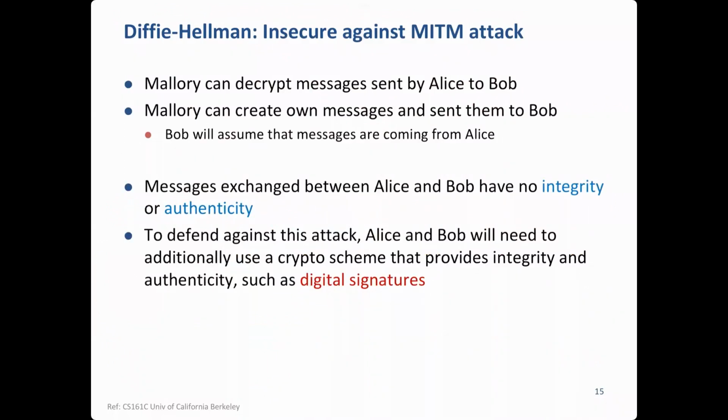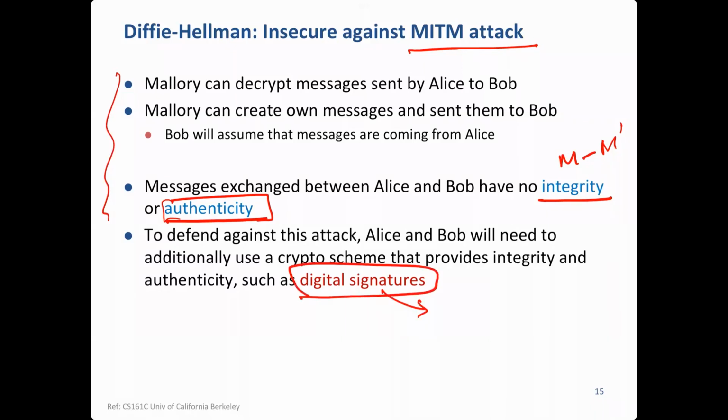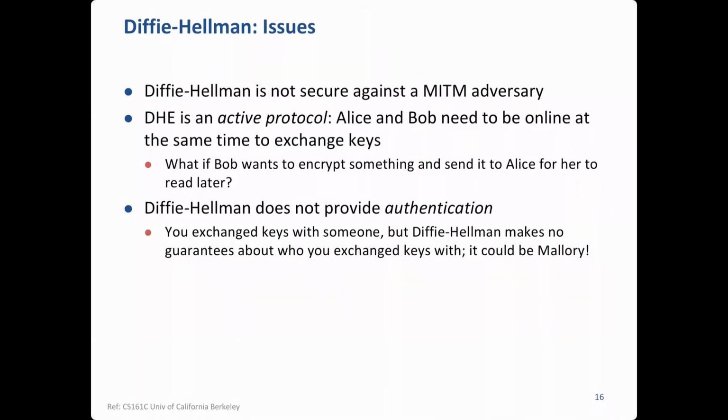As a result of this attack, there is no integrity and no authenticity. Integrity means that Mallory is able to change M to M dash. And authenticity means that Bob doesn't know that he is receiving a message from Mallory instead of Alice. So how do we solve this problem? We solve it with digital signatures, which we'll study in the next class. Let's see if time permits, then we'll study it today, otherwise we'll do it in the next class.